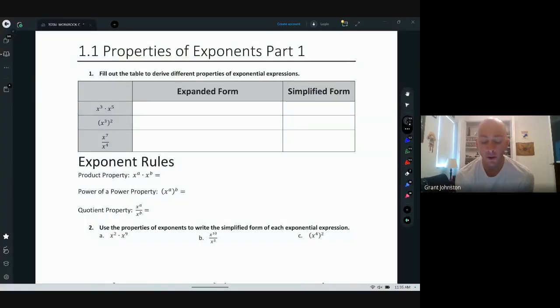Properties of exponents, part 1. So number 1 says, fill out the table to derive different properties of exponential expressions. So here we have x to the third times x to the fifth.